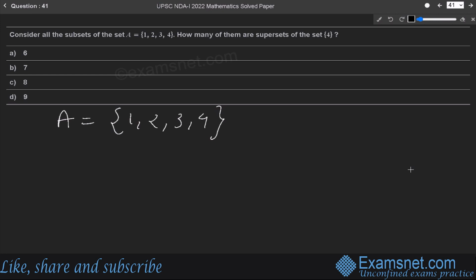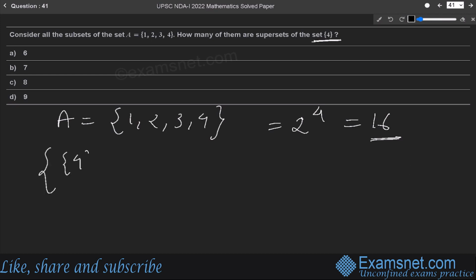So we know that its number of subsets will be 2 to the power 4, which is 16. So the total number of subsets is 16. But we have to find the subsets which contain 4. So now we are talking about the sets in which the element 4 will be there.